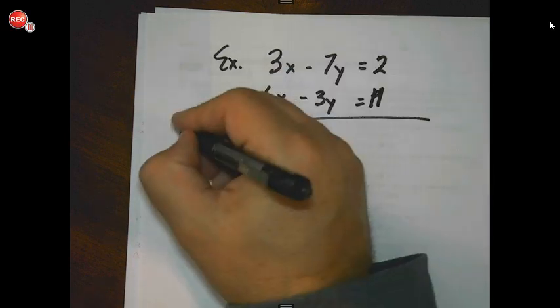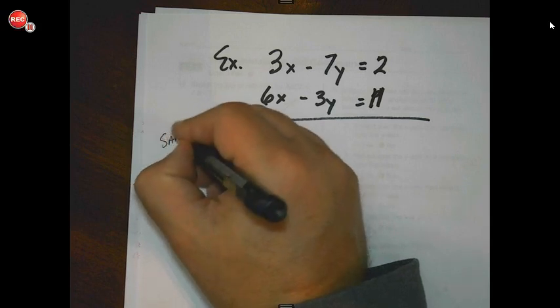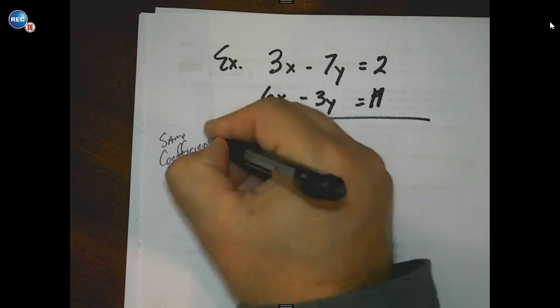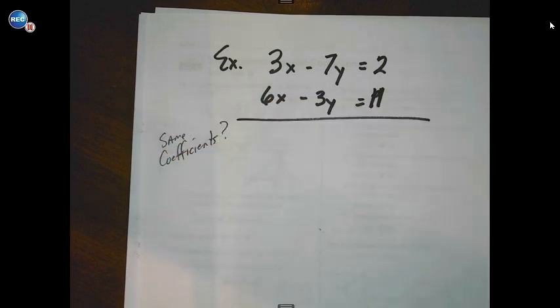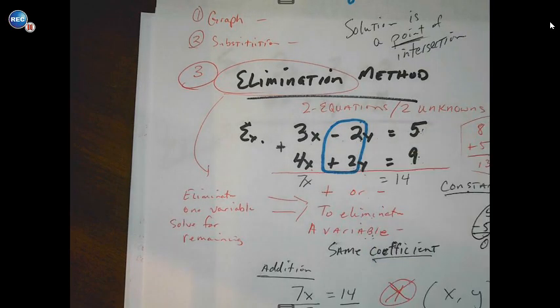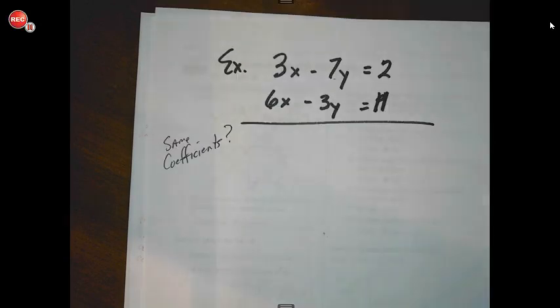All right, so now, just like we did before, we want to see if there are any variables that have the same coefficients. So I'm going to put a question mark. I don't see that. 3 and 6, 7 and 3. Because over here when we did it, we had 2 and 2. So that made it easier. Okay, and so we don't have that on this one.